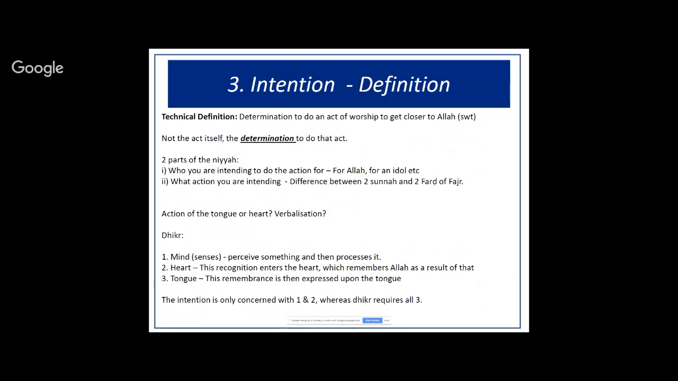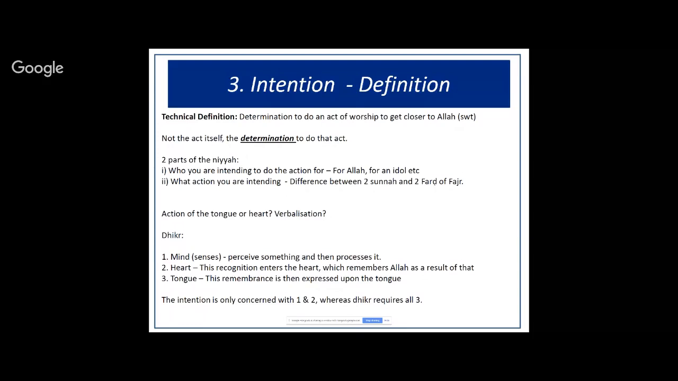Niyyah identifies and clarifies who you're doing an action for, and it also clarifies and identifies exactly what action you are intending and doing. So it's very, very important. Generally, the first one is where aqidah matters fall in, and the second one is where the fuqaha and fiqh come in, identifying these things.